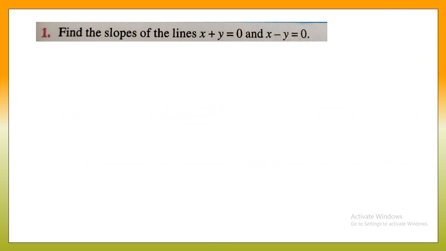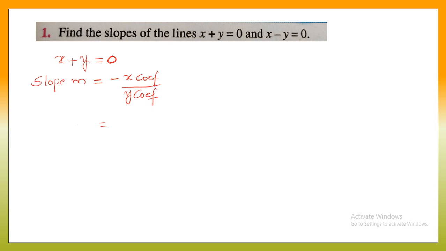The slopes of the lines x plus y is equal to 0 and x minus y is equal to 0. You need to find out the slope of these lines. I am considering the lines one after the other. First of all, the first line equation, x plus y is equal to 0. When you are given a line equation, the slope of this line is given by minus x coefficient by y coefficient. Just remember this formula. So slope m is given by minus x coefficient by y coefficient.